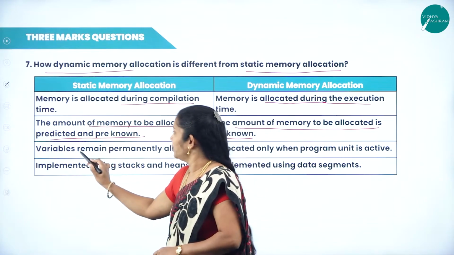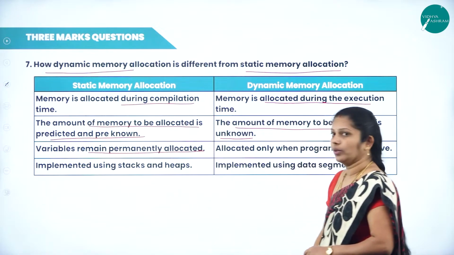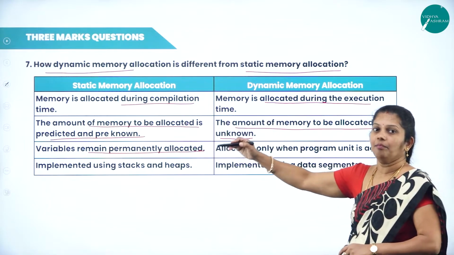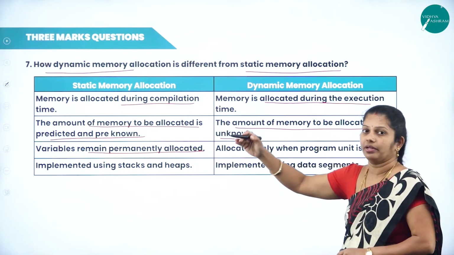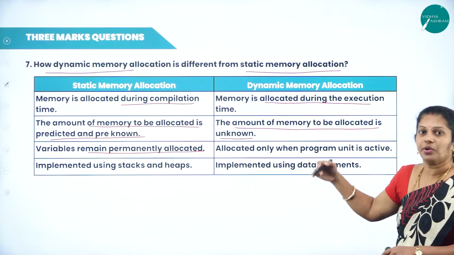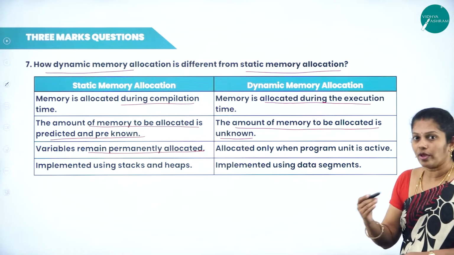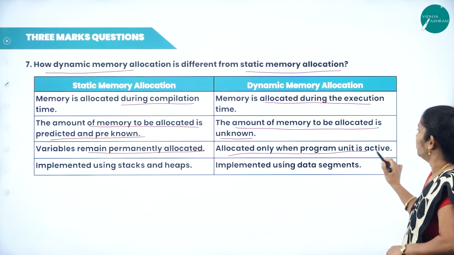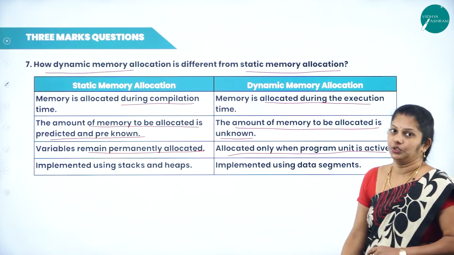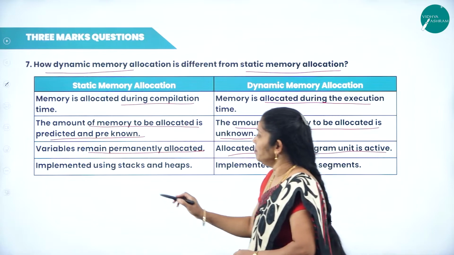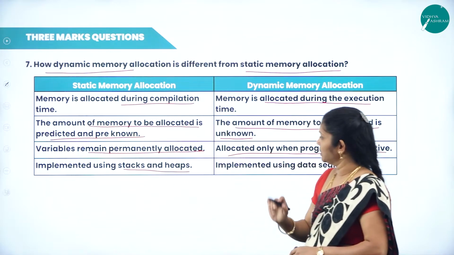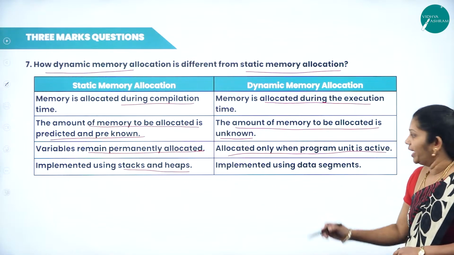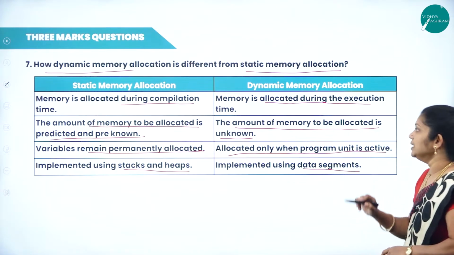And the variable remains permanently allocated. Permanently, memory has to be allocated. That's why memory consumption is more. Whereas here, memory will be allocated temporarily. That's why memory consumption is less here. Allocated only when the program unit is active. And here, it is implemented using stacks and heaps, whereas in dynamic, it is implemented using data segments.